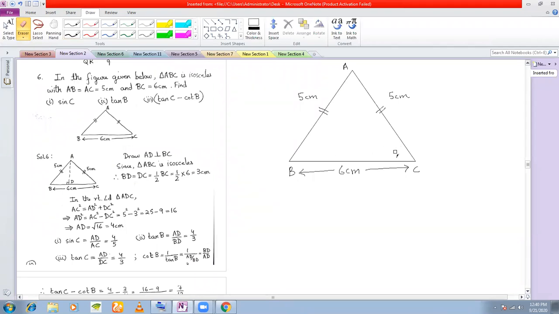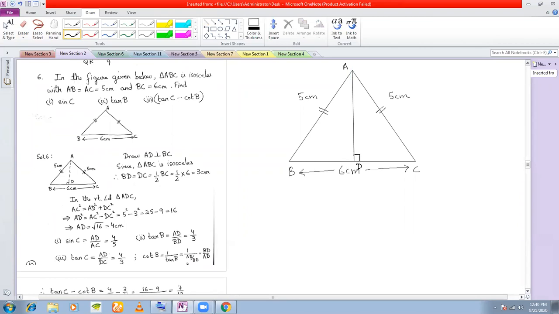But you cannot see a right angle triangle here that you can use your trigonometric ratios. Since you cannot see a right angle triangle, and this is an isosceles triangle, what you do is from this vertex A, you drop a perpendicular on BC and call this point say D.